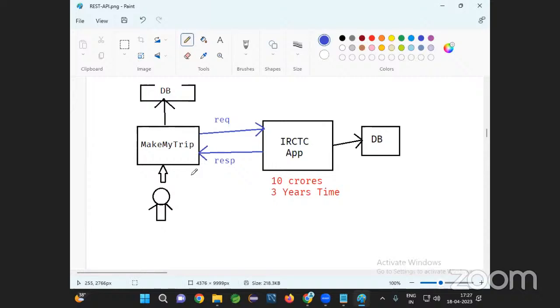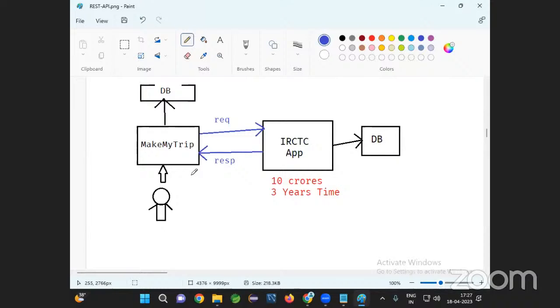When you try to book a train ticket in Make My Trip, Make My Trip will collect your data and give it to IRCTC. IRCTC will execute the logic to book the ticket and send the ticket data to Make My Trip. Make My Trip will give the ticket data to the customer. IRCTC is doing business, Make My Trip is also doing business. That is called business to business communication.